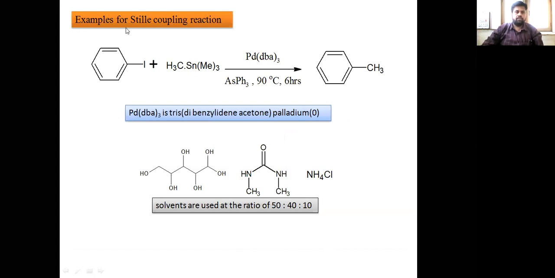Next, these are some examples of Stille coupling reactions. This is phenyl iodide, and here you have the tertiary methyl substituted stannane. The catalyst used is Pd2(dba)3, tris(dibenzylideneacetone)dipalladium(0). For this reaction we have used these solvents, generally in a 50-40-10 ratio. These solvents are used in this coupling reaction.